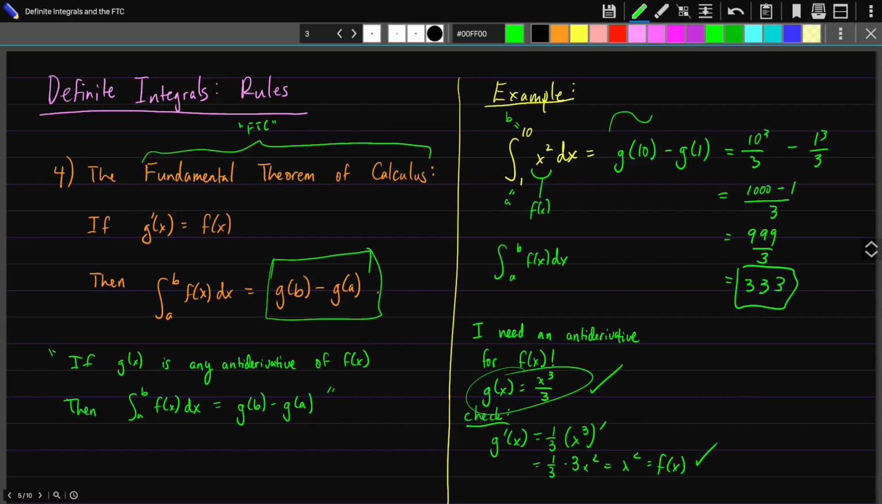Incidentally, sometimes we write this with a different notation. So sometimes we would write this difference, g of 10 minus g of 1, as g of x evaluated at 10 and 1. And it's totally fine to write either of these, whichever one you prefer.